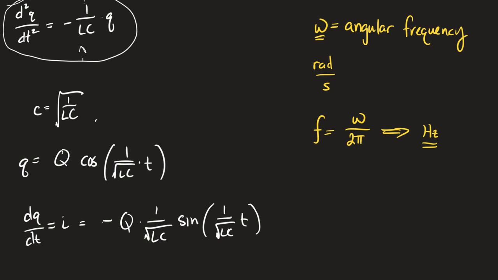Period is the time it takes for one oscillation. So period is the inverse of frequency, and this would be in seconds. These two things represent how quickly our circuit oscillates, in hertz.